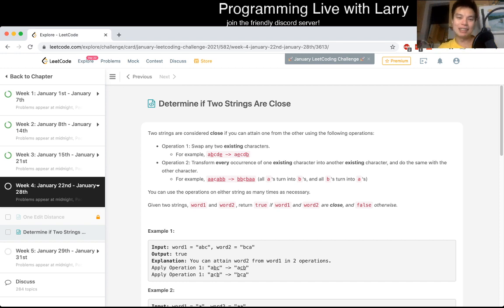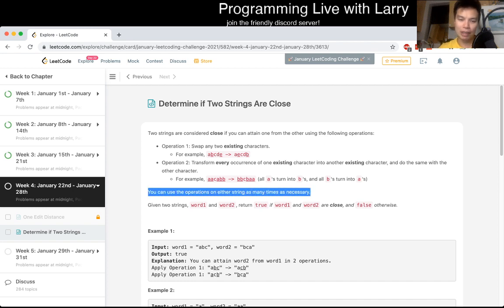Okay, so today's problem is determine if two strings are close. Two strings are close if you can attain one from the other using operations: swap two characters, or transform every occurrence of one character to another one and do the same with another character. Okay, so you could swap, so that's just positional. And you can do this infinite times.